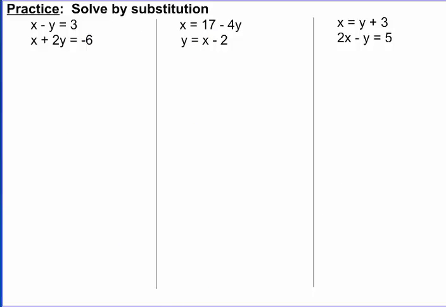Here are a few practice problems, so go ahead and work those out. We'll check those in class next time and answer any additional questions that you have, and there will be an activity that we will work on to practice some of the substitution as well as the graphing from last time. So I'll see you in class.